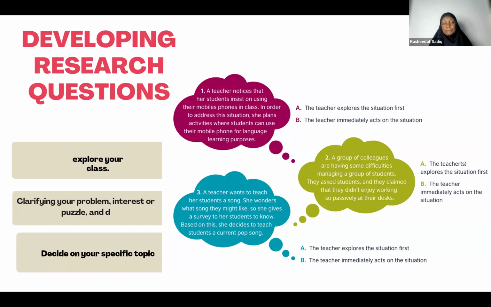Okay, so number 2, a group of colleagues are having some difficulties managing a group of students. They are students and they claim that they didn't enjoy working so passively at their desk. So is it A, did the teachers explore the situation first, or is it B, did the teachers immediately act on the situation? Please put your answers in the chats.